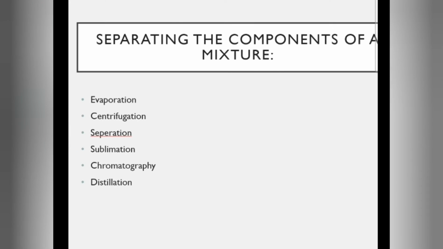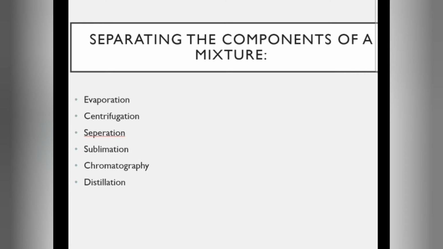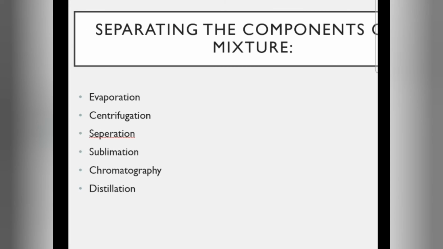Let us see some of the methods for separating the components of a mixture. So the methods are evaporation, centrifugation, separation, sublimation, chromatography and distillation. So the first method is evaporation, which is conducted in order to obtain dye from blue or black ink. So after processing this particular method, you are going to get ink, that is a mixture of dye in water.